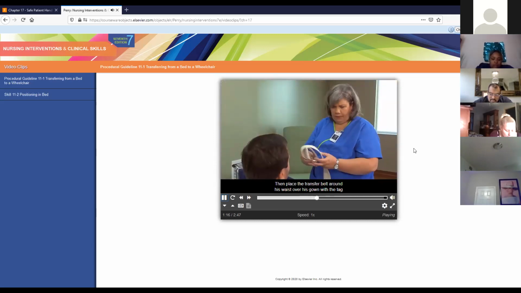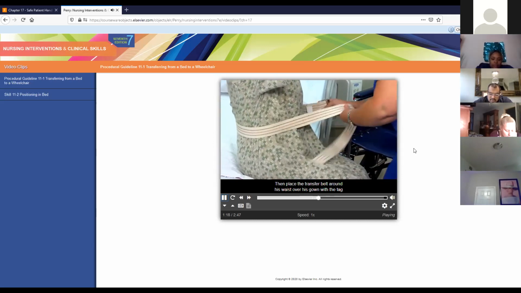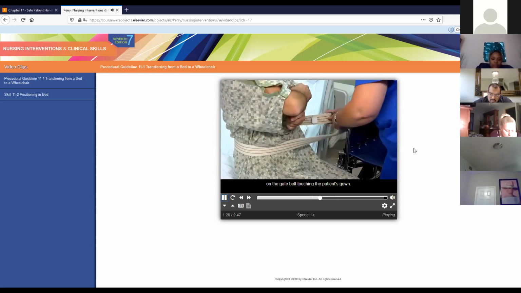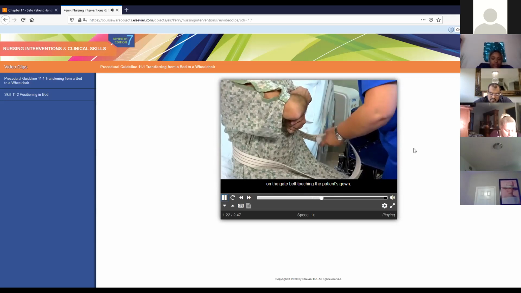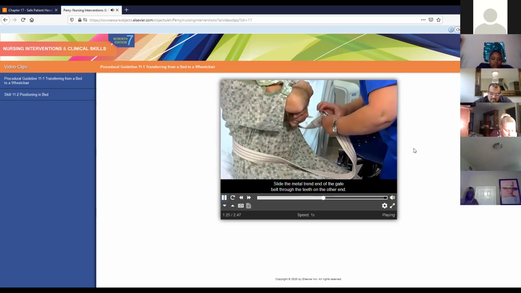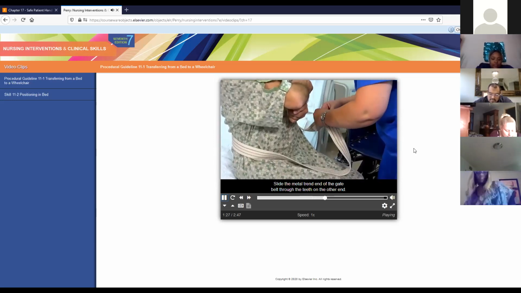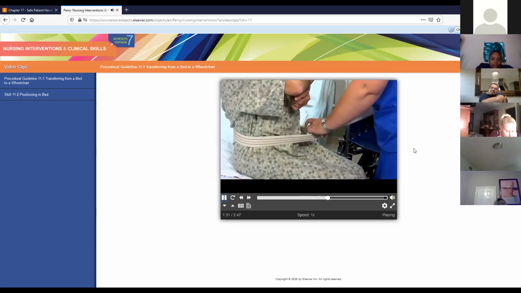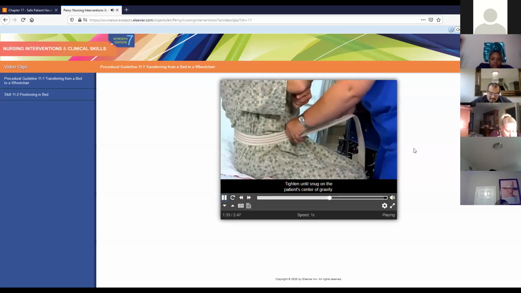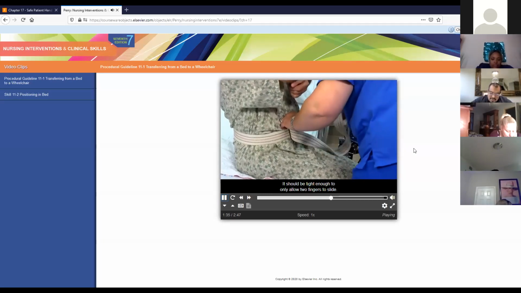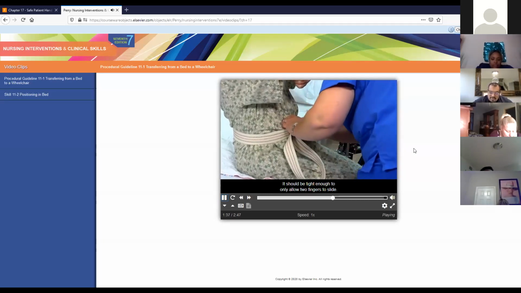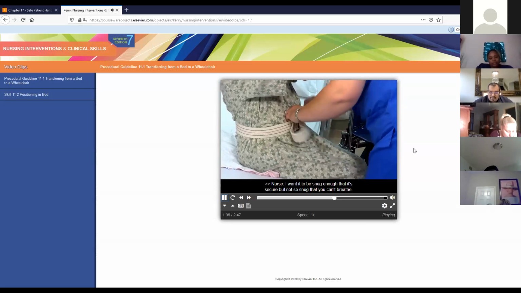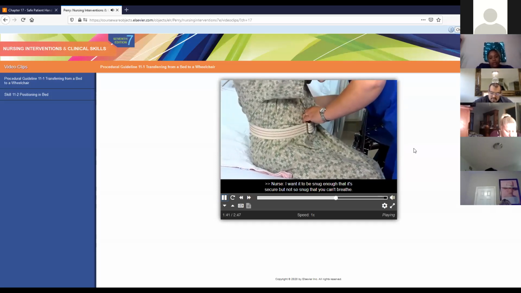Then place the transfer belt around his waist, over his gown. With the tag on the gait belt touching the patient's gown, slide the metal trimmed end of the gait belt through the teeth on the other end. Pull the metal trimmed end away from the teeth. Tighten until snug on the patient's center of gravity. It should be tight enough to only allow 2 fingers to slide. Now I want it to be snug enough that it's secure, but not so snug that you can't breathe.